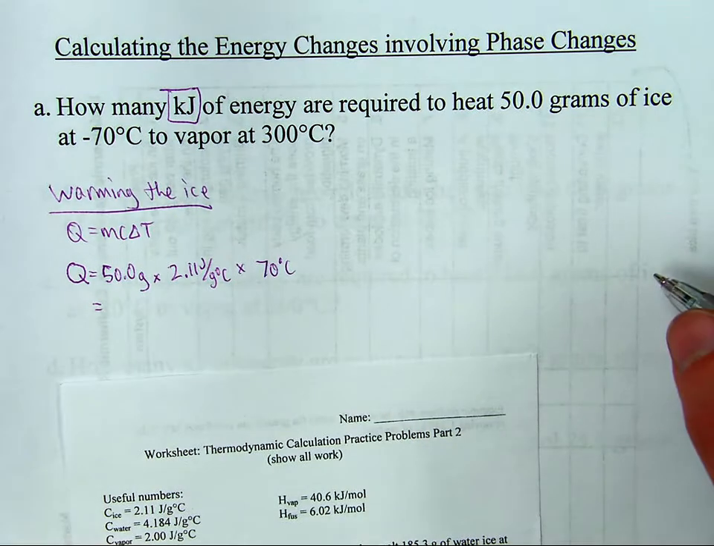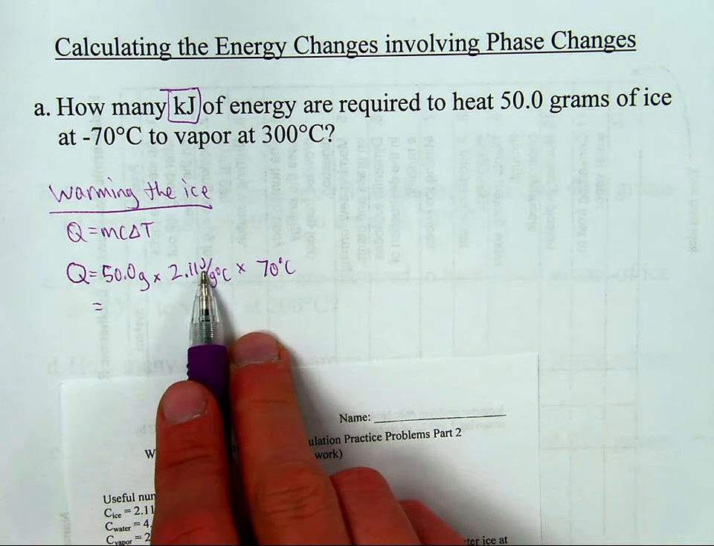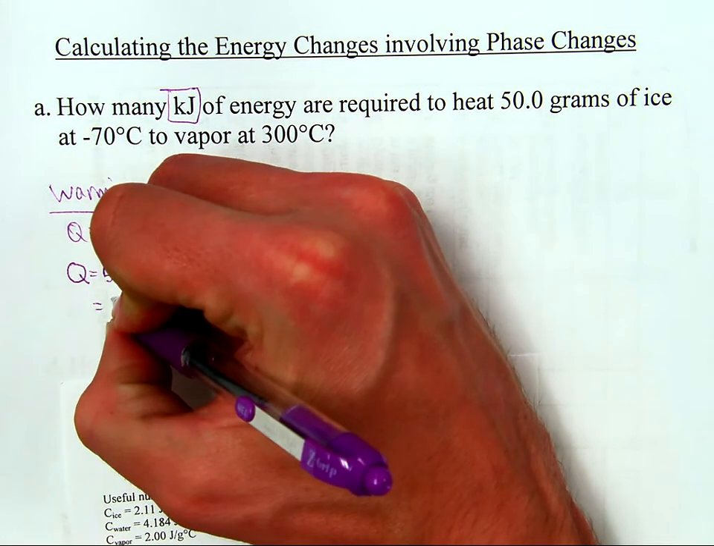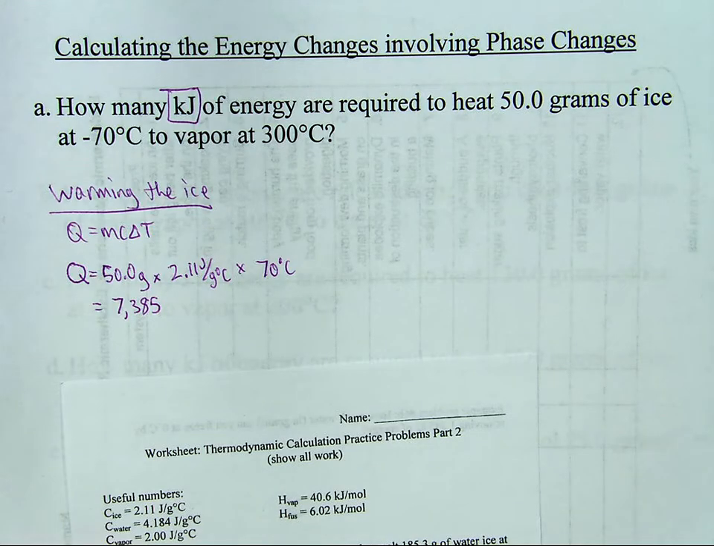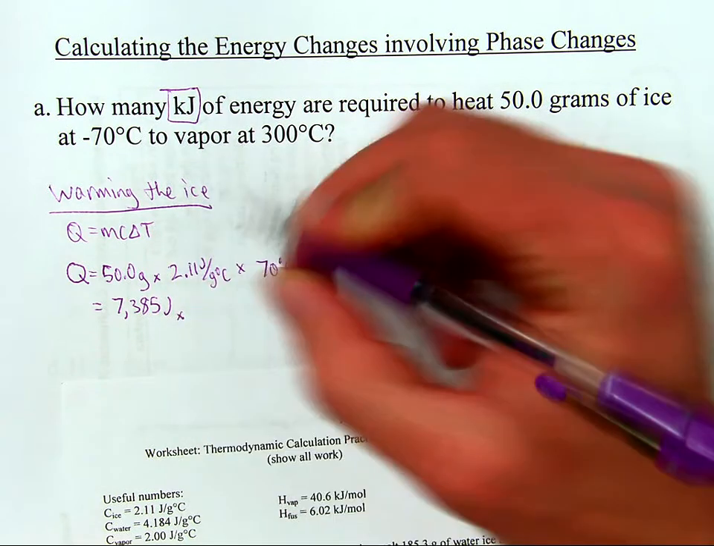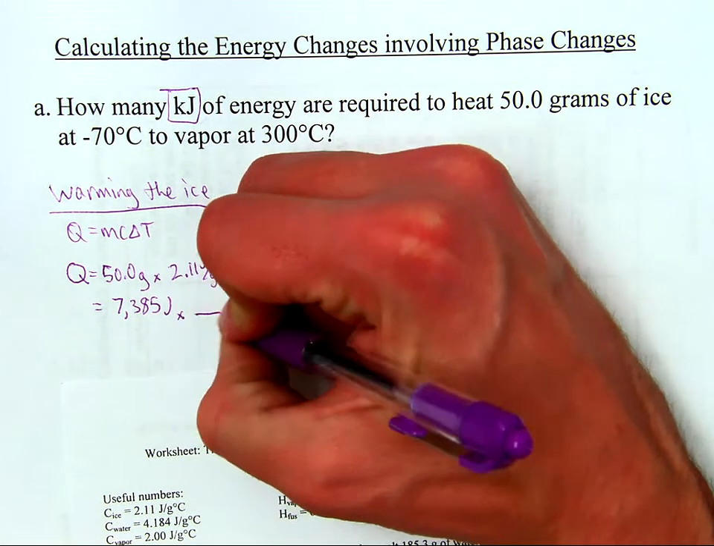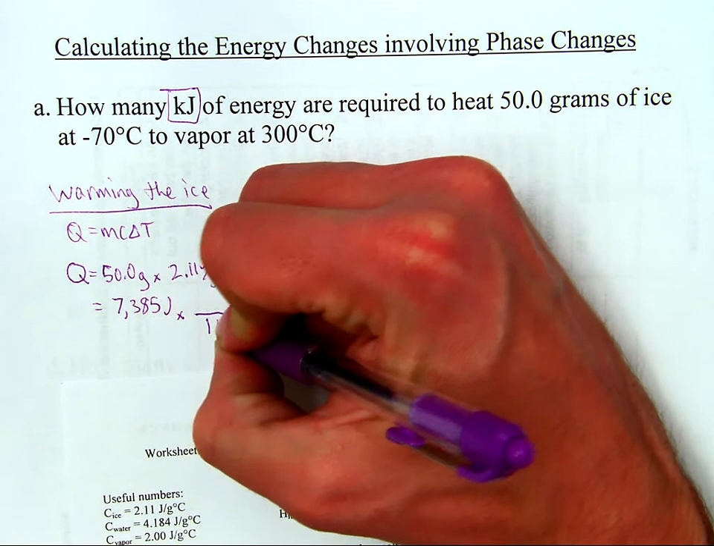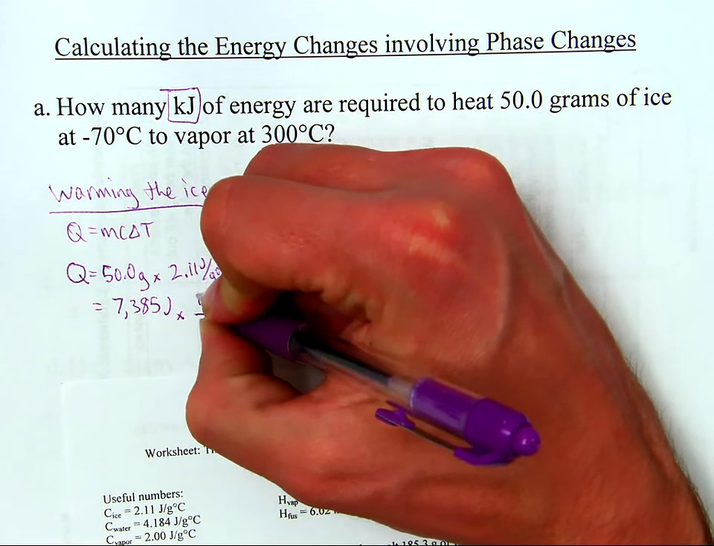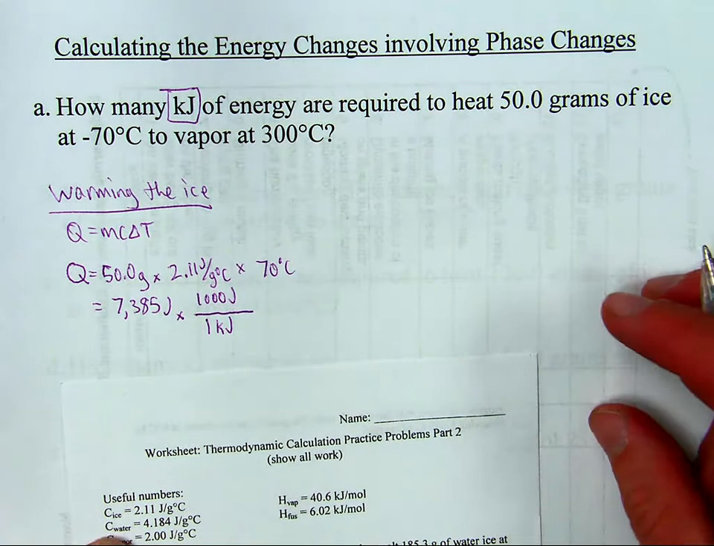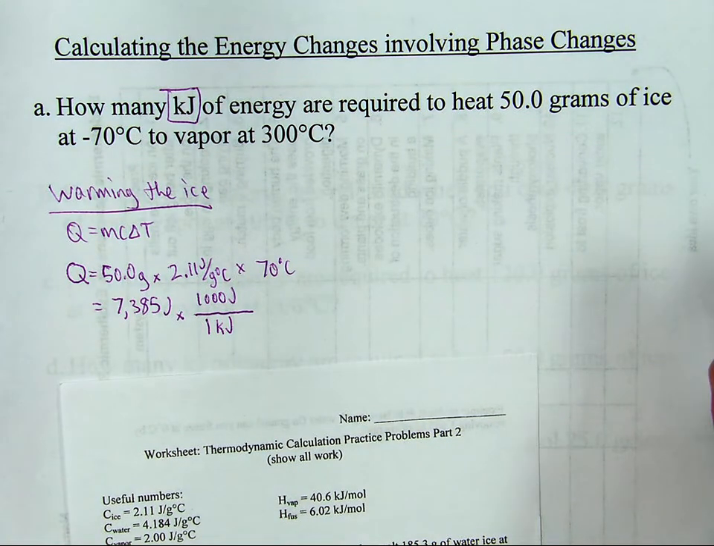Alright, now when you calculate that, you're going to get an answer in joules, because joules is in the units of specific heat. So it's about 7,385 joules. And then since it does ask for kilojoules, I'll convert this to kilojoules, based on the idea that 1 kilojoule, kilo meaning 1,000, is equal to 1,000 joules. Just as a kilometer is equal to 1,000 meters, or a kilocalorie is equal to 1,000 calories. Or a kilogram is equal to 1,000 grams for that matter.